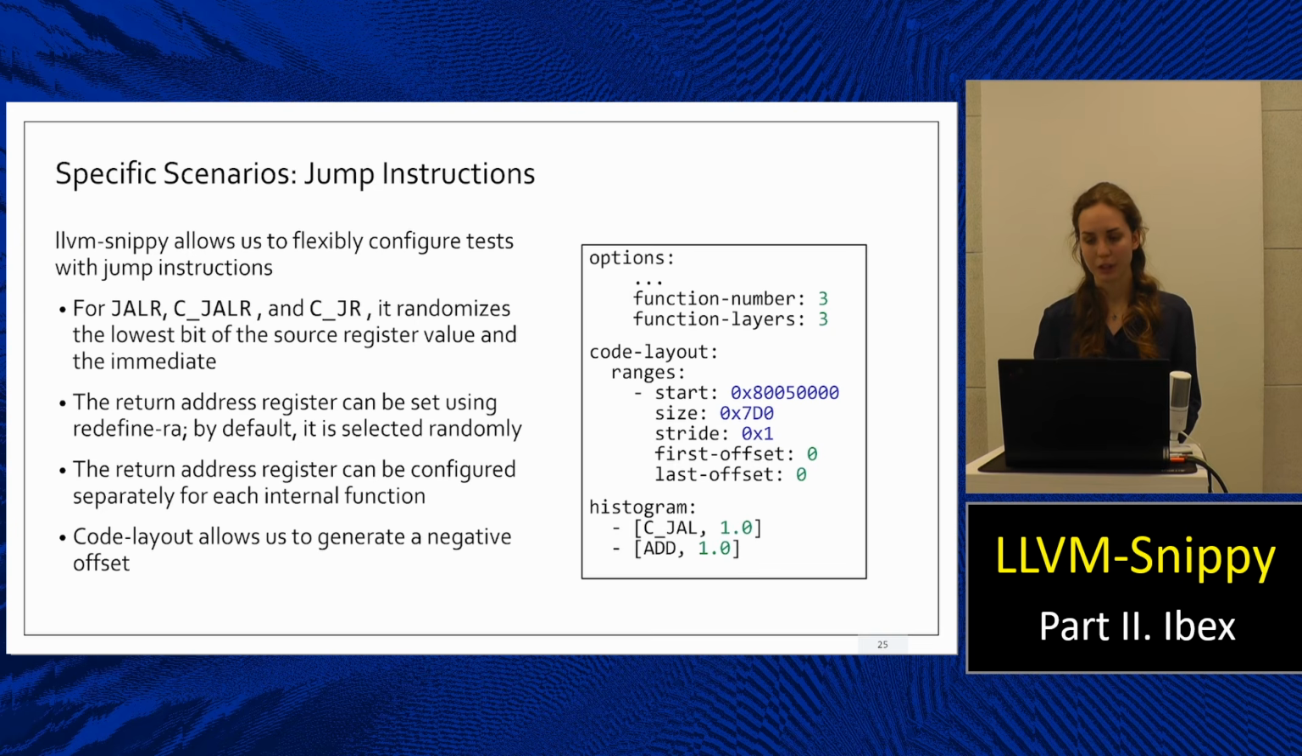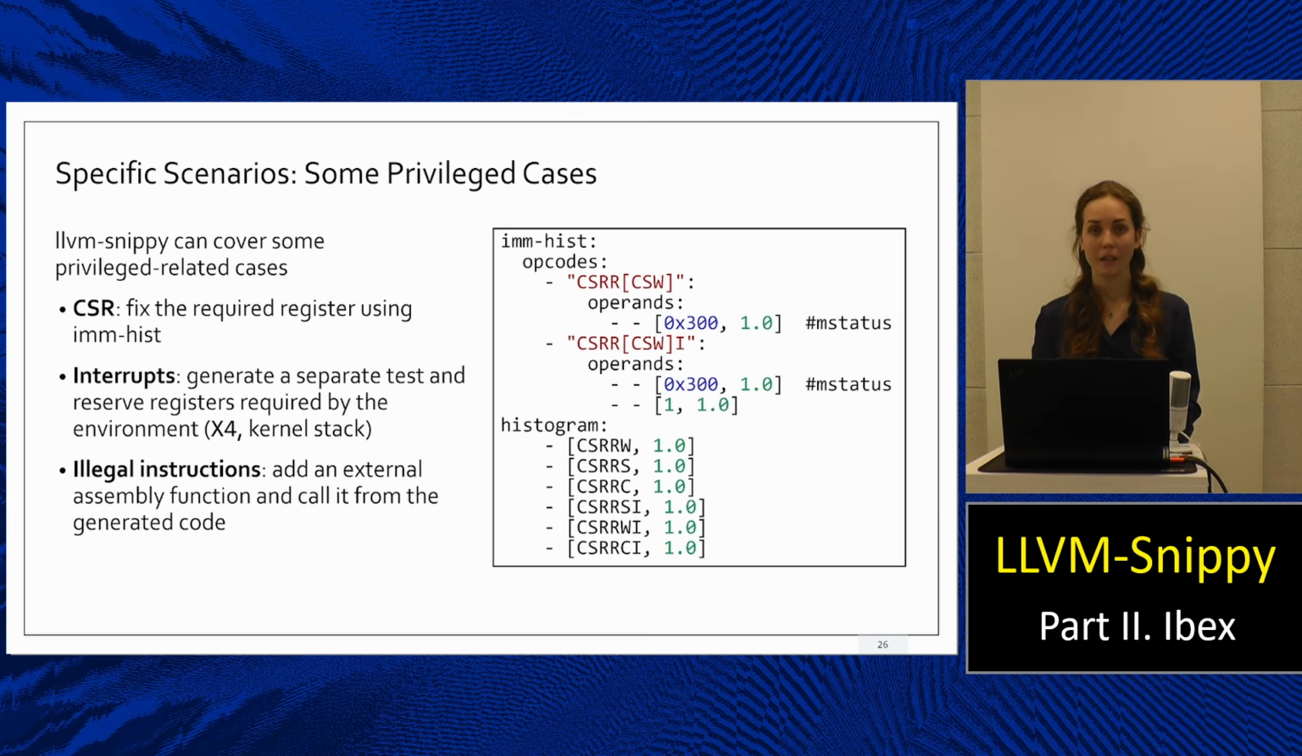Another important mechanism is code layout. It controls code placement and can produce, for example, negative branch offsets. Without it, such cases may appear inconsistently or miss the required cover points. Now let's move to the part we set aside at the beginning, privileged scenarios. LLVM-snippy does not close them fully, but some cases can still be covered in a targeted way.